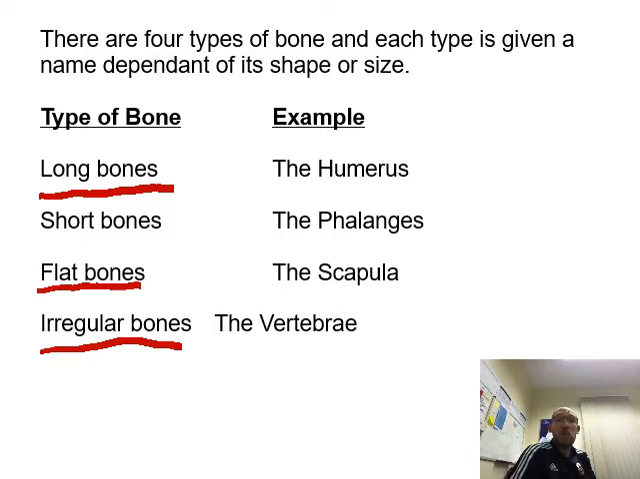The last one is the irregular bones. This is different types of shapes. The irregular bones are really the vertebral column. That's your spine that runs down the back. So when you look at your irregular bones, you look at vertebrae.